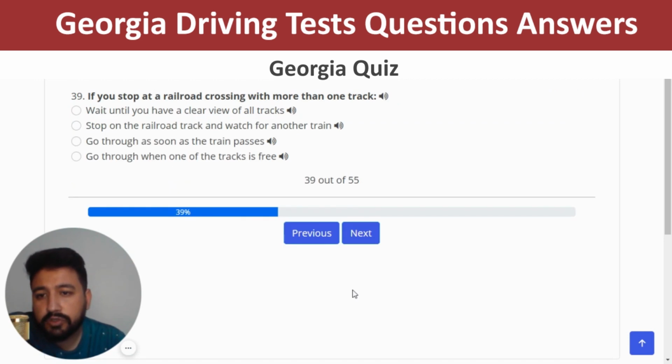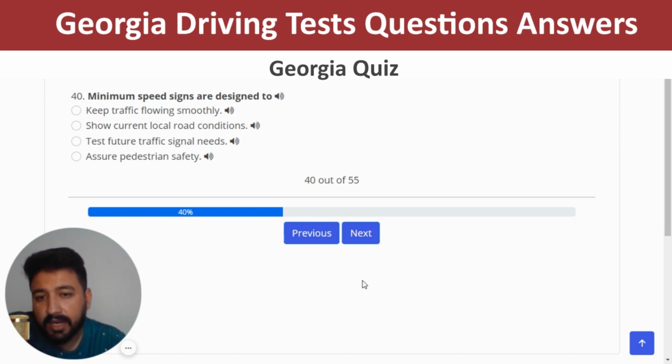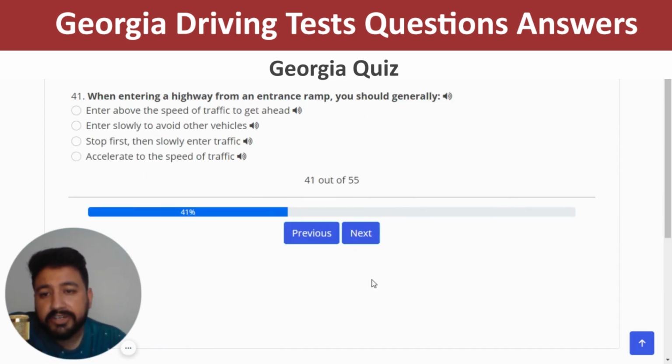And next. If you stop at a railroad crossing with more than one truck, wait until you have a clear view of all trucks, which is the first one, right? And next. Minimum speed signs are designed to keep traffic flowing smoothly, the first option, right? And next. When entering a highway from an entrance ramp, you should generally accelerate to the speed of traffic, the last option, right?